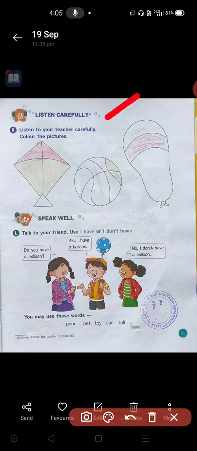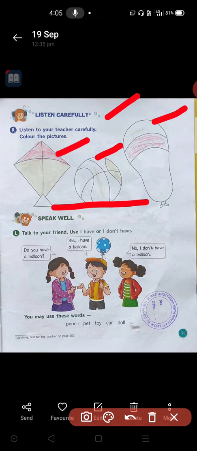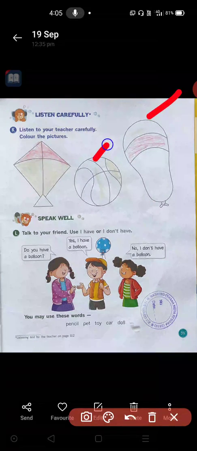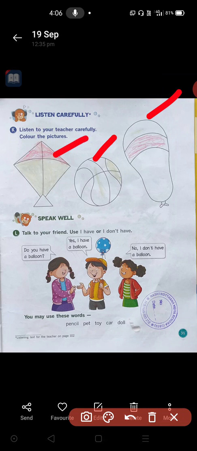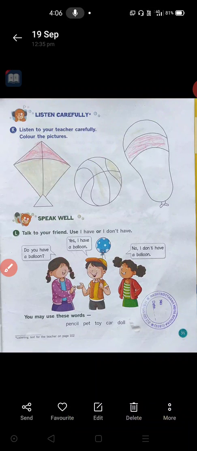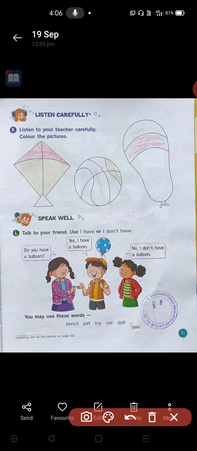Listen to your teacher carefully, and you have to give colors as they say. You can give your own colors to these three pictures: balloon, ball, and kite. For these three pictures, you have to give different colors to make them more beautiful. Take your crayon box. All must take crayons, and you can give your own choice. Any color you can choose to make them colorful, and send its photo also to me.